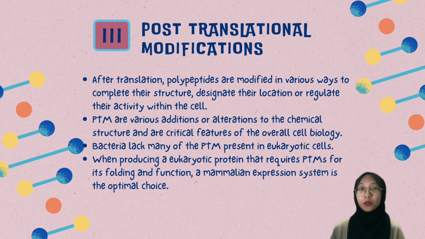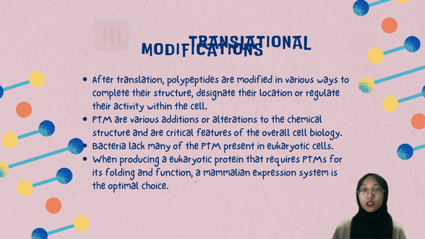The third one is post-translational modifications, or PTM. Usually after translation, polypeptides are modified in various ways to complete their structure, designate their location, or regulate their activity within the cell. PTMs are various additions or alterations to the chemical structure and are critical features of the overall cell biology. For example, bacteria lack many of the PTMs present in eukaryotic cells. Therefore, when we want to produce eukaryotic proteins that require PTM, a mammalian expression system is the optimal choice.